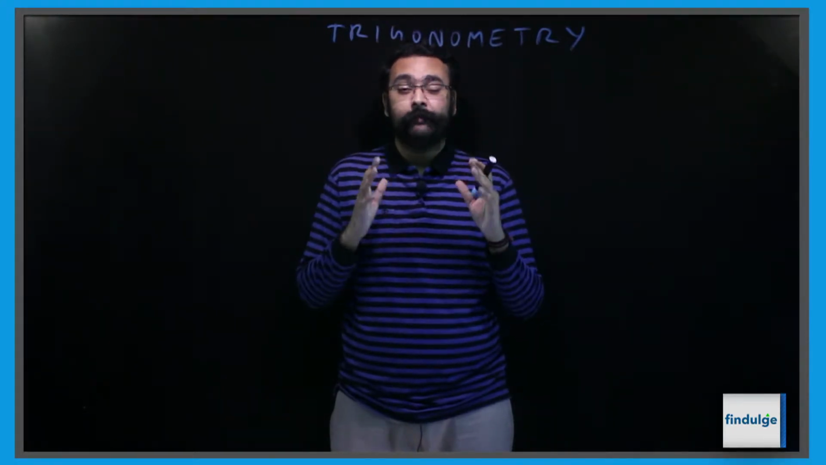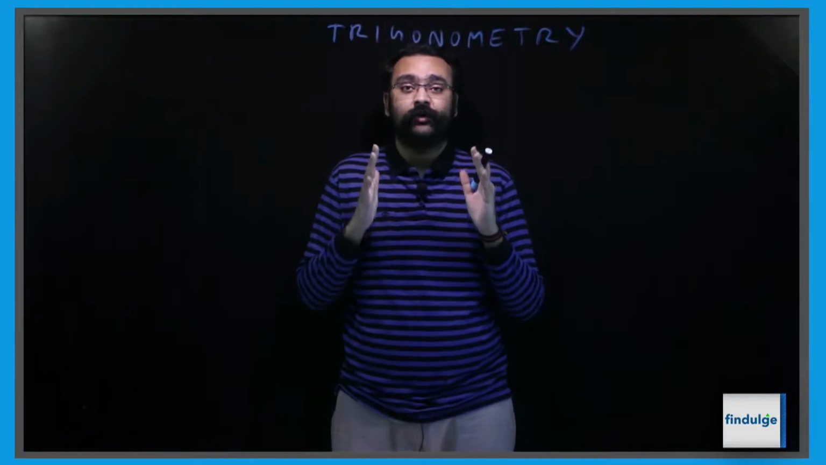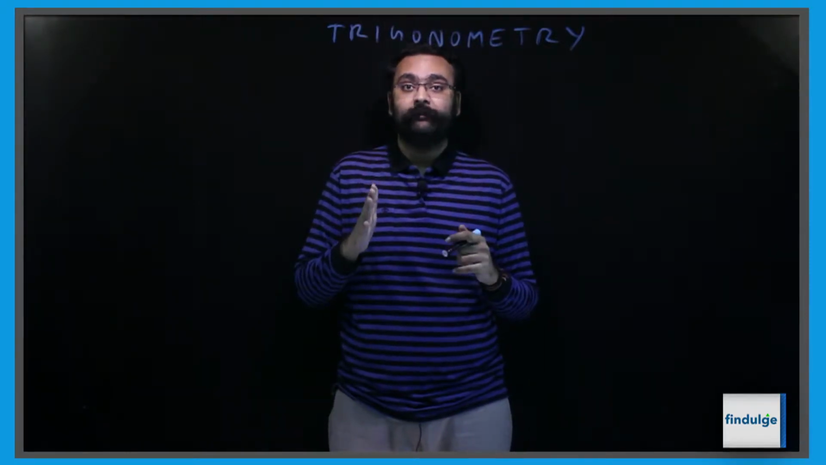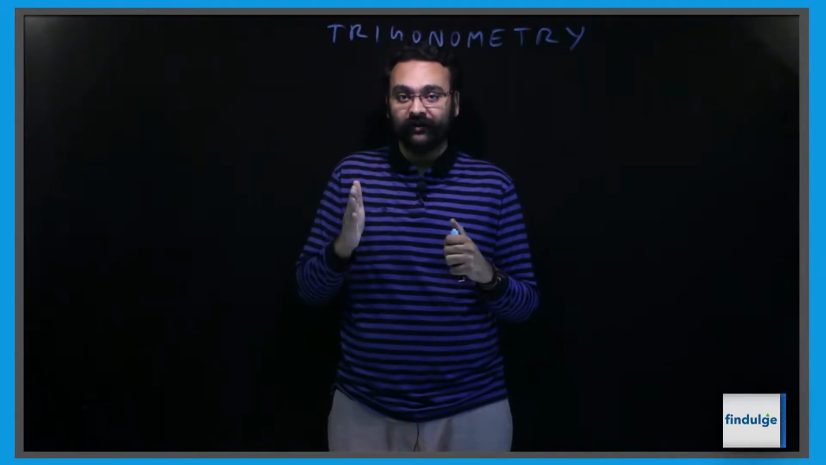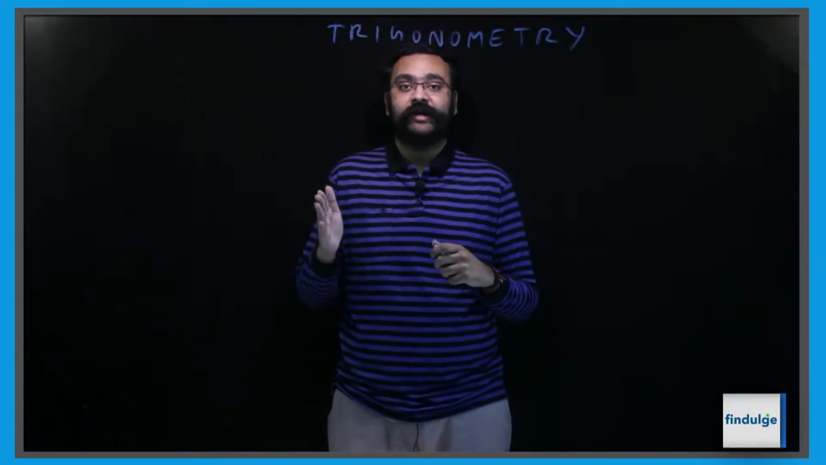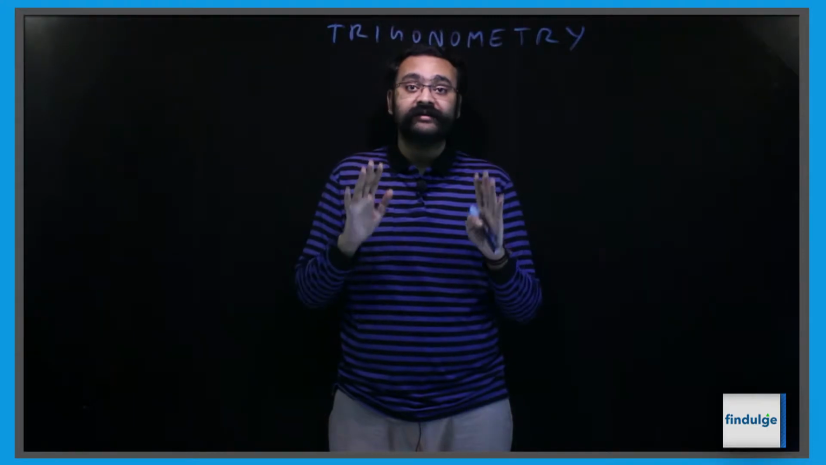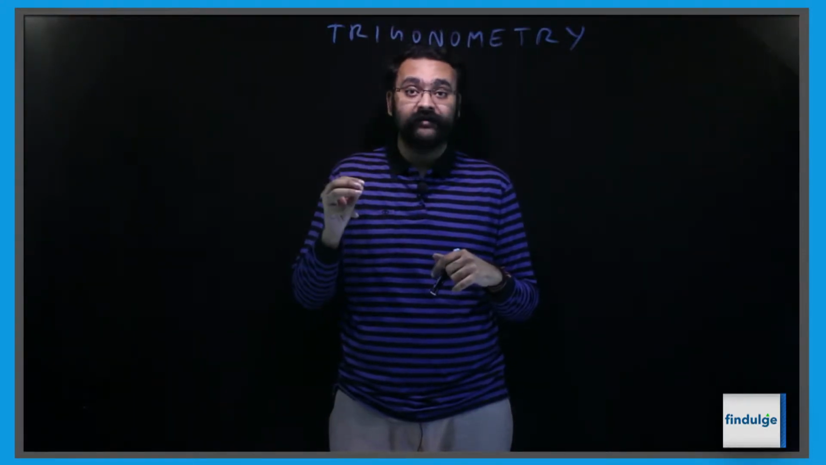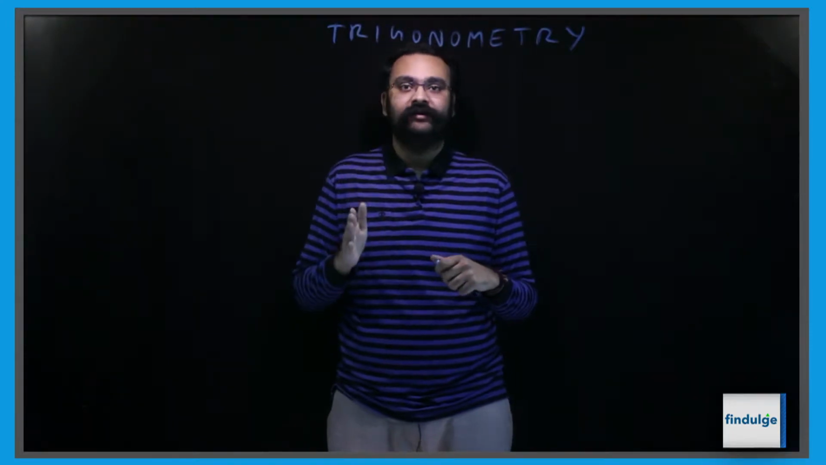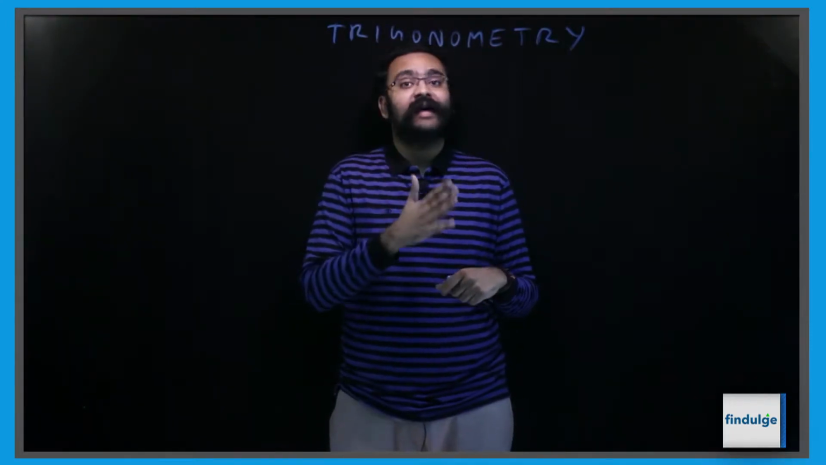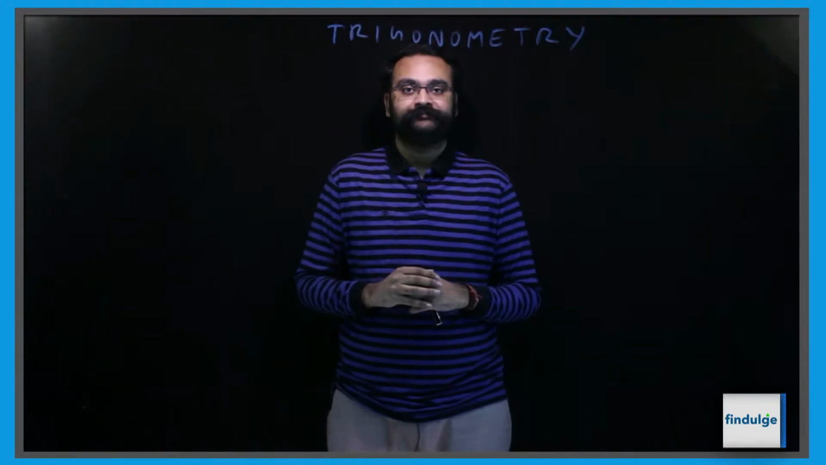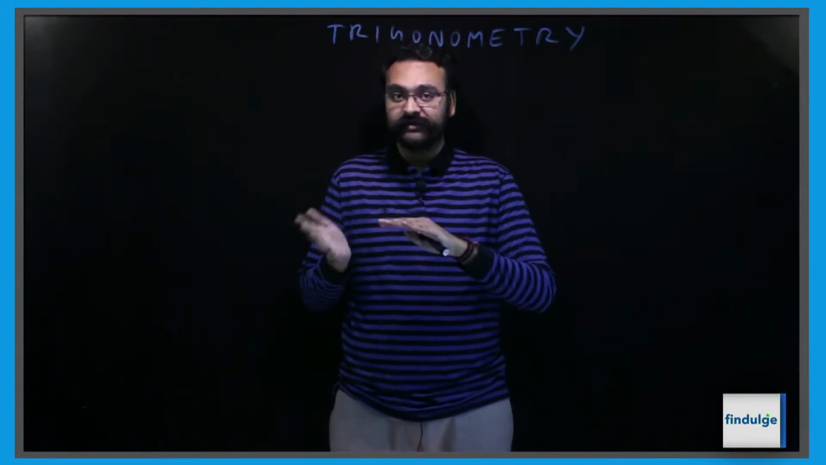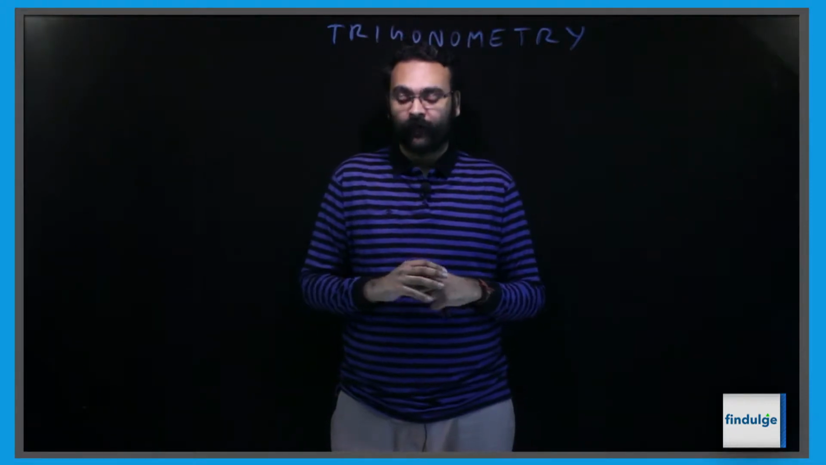Trigonometry, in its most basic understanding or definition, is simply the relationship between angles of a triangle and the sides of a triangle. And as far as this year is concerned, we will be dealing with the angles of a right-angled triangle with the sides of a right-angled triangle, and the relationship between these angles and the sides.